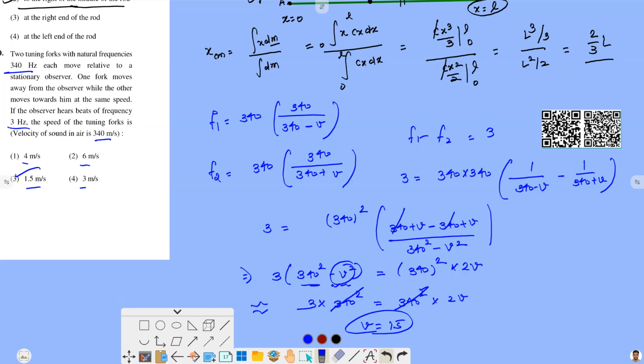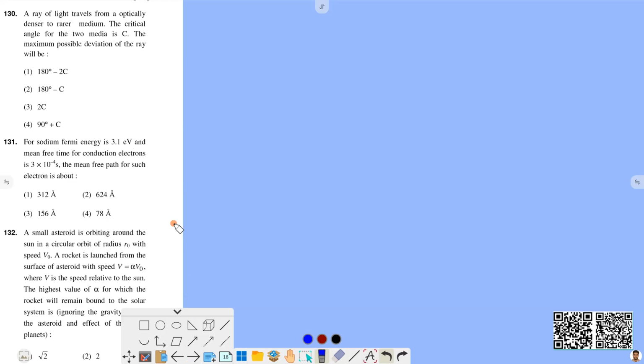Now moving ahead to 130. A ray of light travels from an optically denser to rarer medium. The critical angle of the two media is C. The maximum possible deviation for the ray will be.